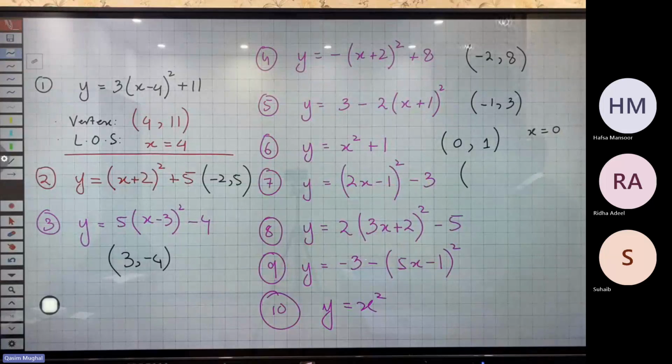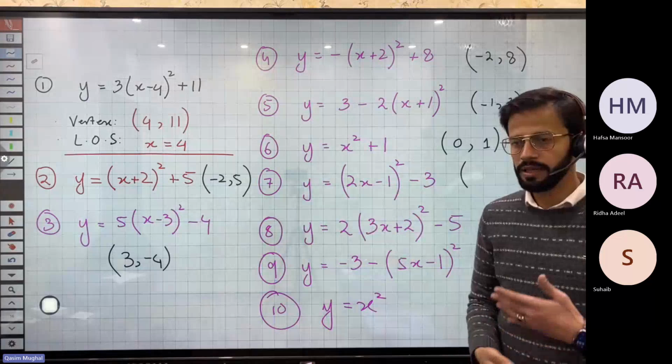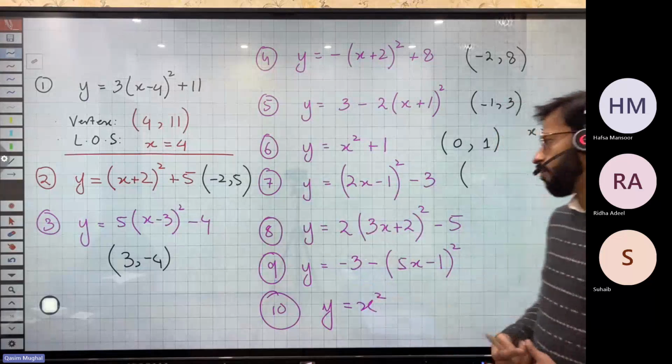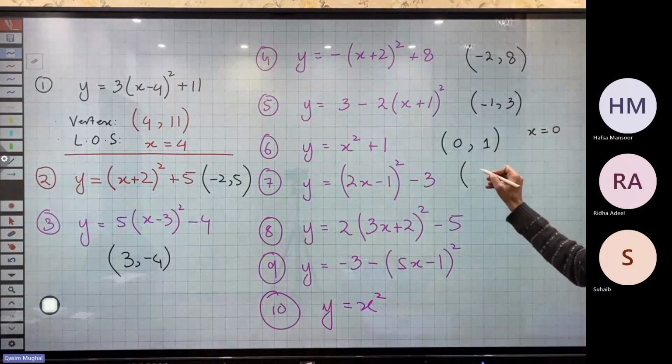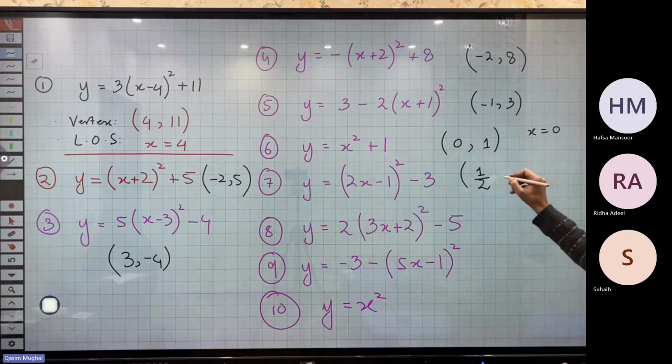Half. Whatever is inside the square, put that equal to 0. So 2x minus 1 equals 0. Next, 2x equals 1, and then x will be equal to 1/2, or you can write it down as 0.5.